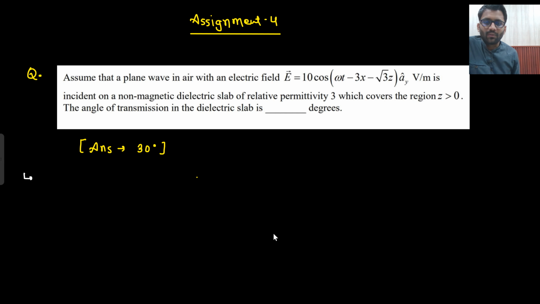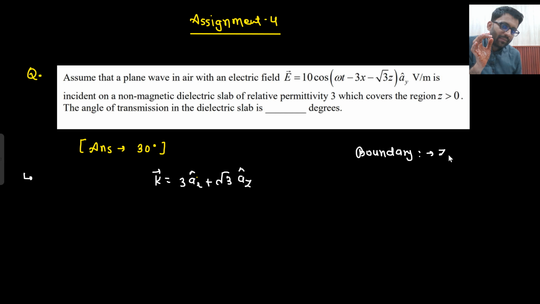Very easy problem. What is given? Oblique incidence problem it is. Where wave is propagating, if I see the k vector, I can see it is 3 ax cap plus under root 3 az cap. And the boundary plane is z equals to 0. Boundary is z equals to 0.